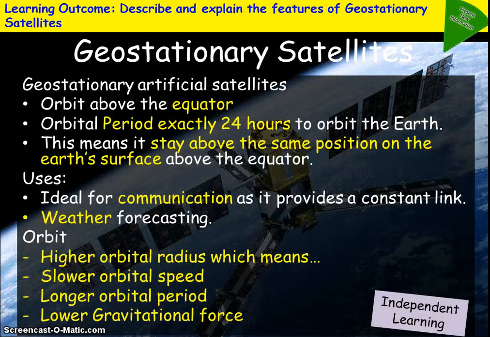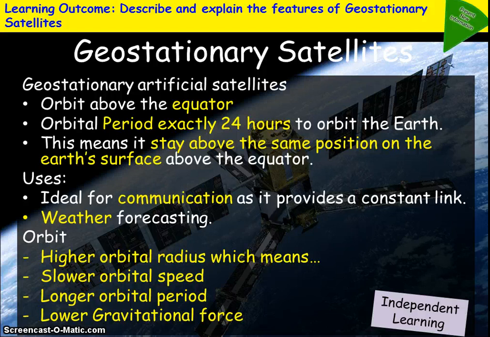Now a geostationary satellite, they have to orbit over the equator, and the period is exactly 24 hours, and that means that they stay over the same position. The uses of geostationary satellites are largely for communication. The reason for that is because you want to know where the satellite is in order to be able to transmit and send signals efficiently.